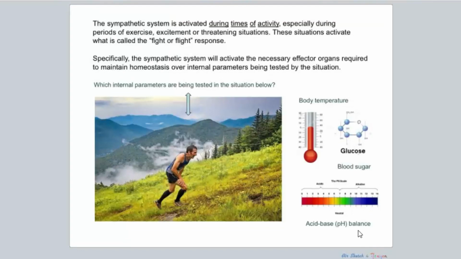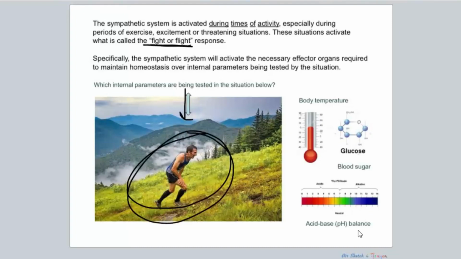Let's look at it here. So here we have a situation. This is an exercise situation that's going to stimulate the fight or flight response. And the job of the fight or flight response, partially, is to maintain homeostasis over internal body parameters that are being tested by this situation. So what internal parameters are being tested by this situation?